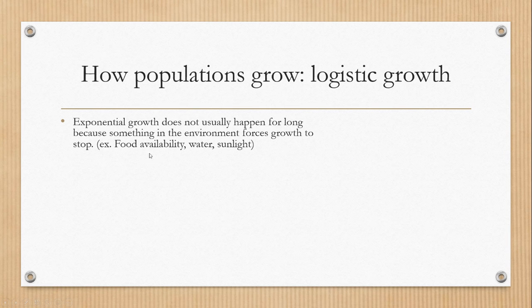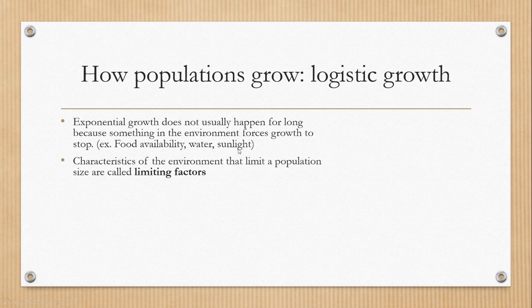Something that could limit that growth could be food availability. So we've run out of food. Obviously, we can't survive at that rate anymore. Or water or sunlight availability. Those are just 3 examples. These characteristics of the environment that limit a population size are called limiting factors. It's exactly what it sounds like: food availability is limiting how much growth we can have. It's a limiting factor.